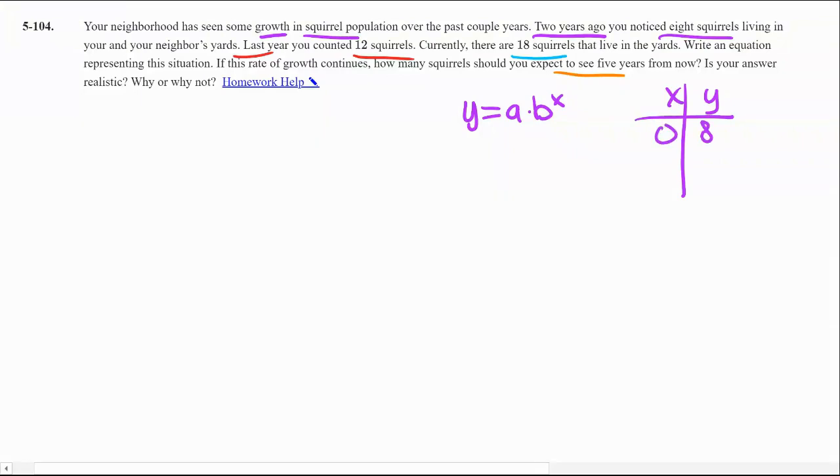0, there were 8 squirrels. Then after a year, there was 12. And then after another year, there was 18. So in this situation, when I'm going to write this equation, I'm going to plug in some of these values and solve for a and b. So to start, I'll plug in 8 equals a times b to the power of 0. And that tells me that a is equal to 8.